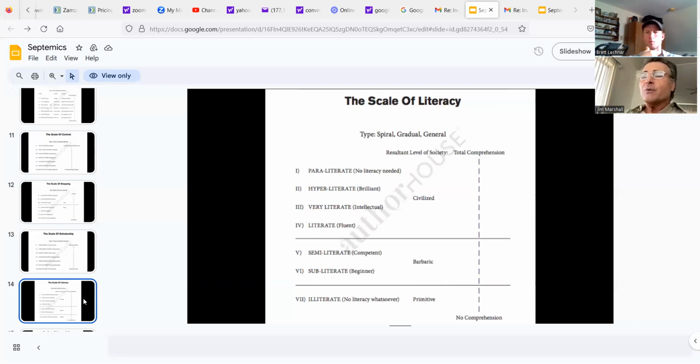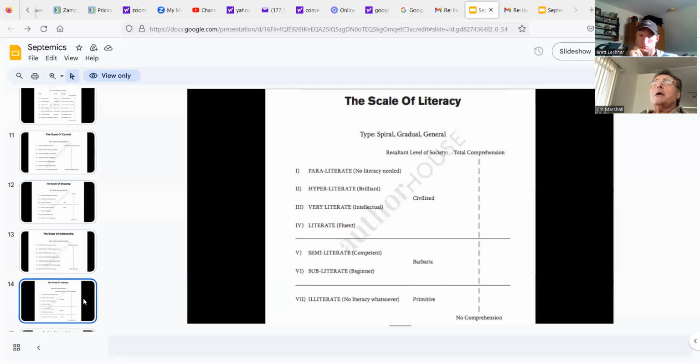Now, above this is what I call hyperliterate. Hyperliterate is what we would think of as a brilliant person. A hyperliterate person, when he comes across something in the text or in the conversation that he doesn't understand, he knows immediately. There's no vagueness about it.